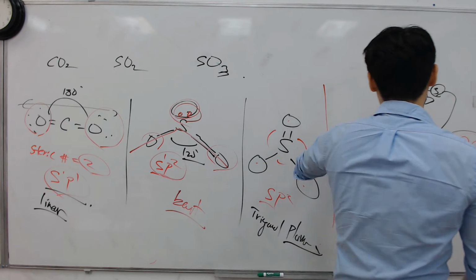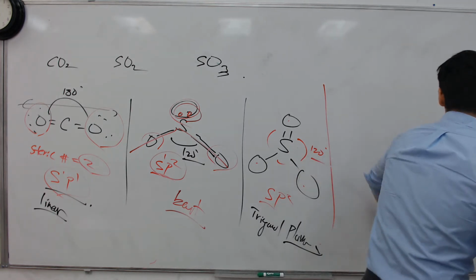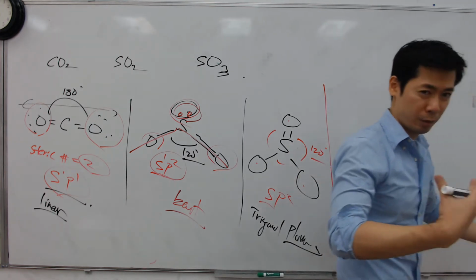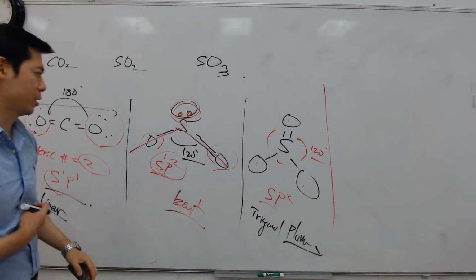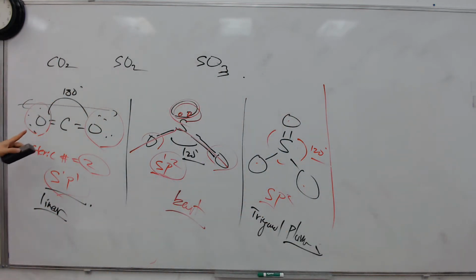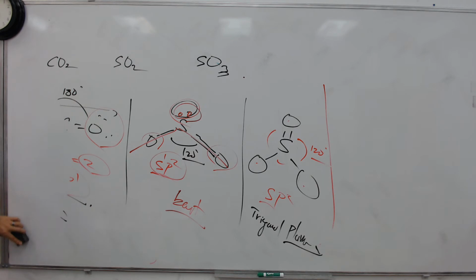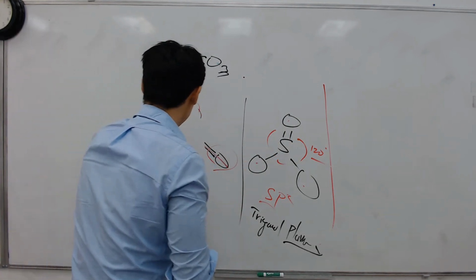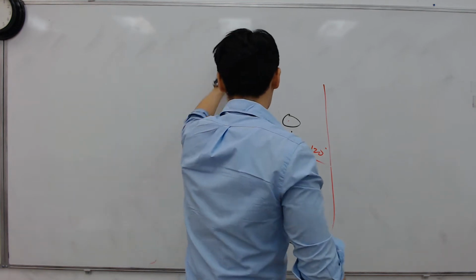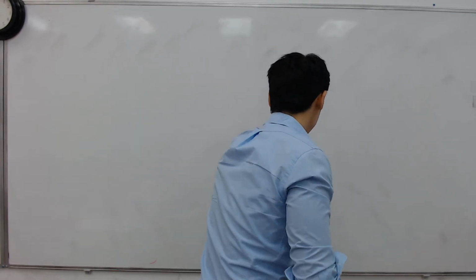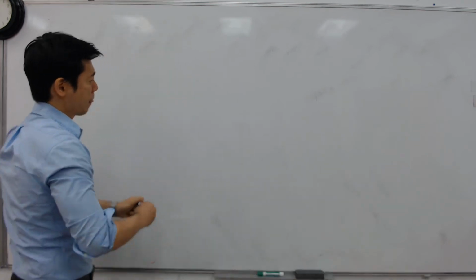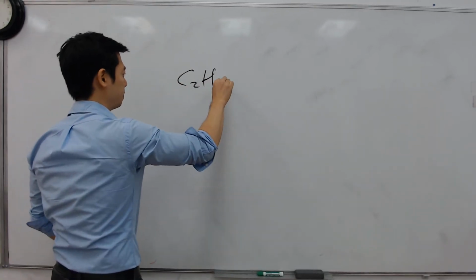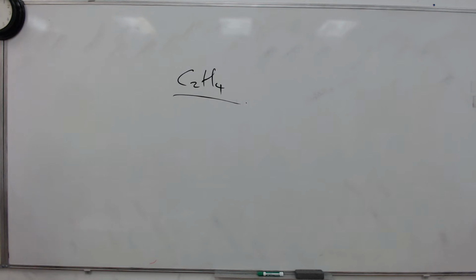Before I move on to the other hybridizations, I want to talk about double bonds and triple bonds. AP will ask you about the origin of the double and triple bonds. They'll ask that question, so let's talk about it. The best way to explain this, you gotta pay attention to this. Let's draw C2H4. This is called ethene.